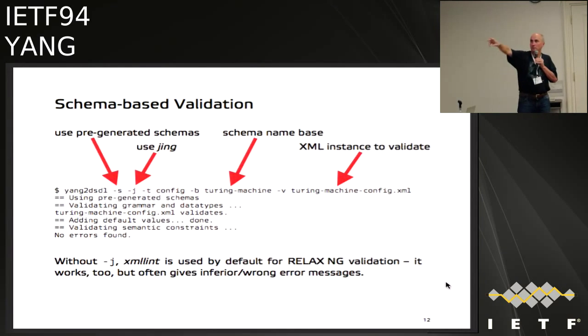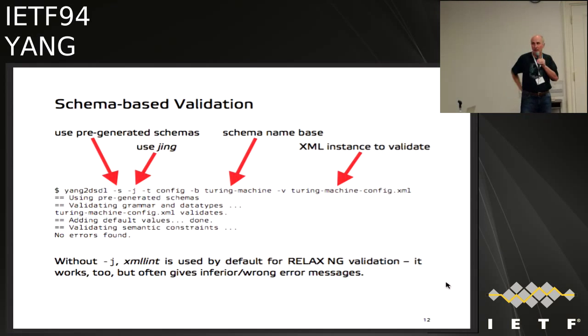So -s tells the tool to use the pre-generated schemas rather than generate them anew, which takes some time. Then -j tells the tool to use the Jing Java-based validator.